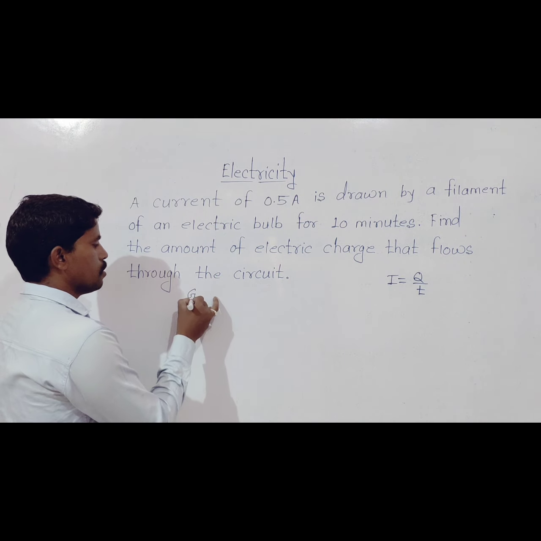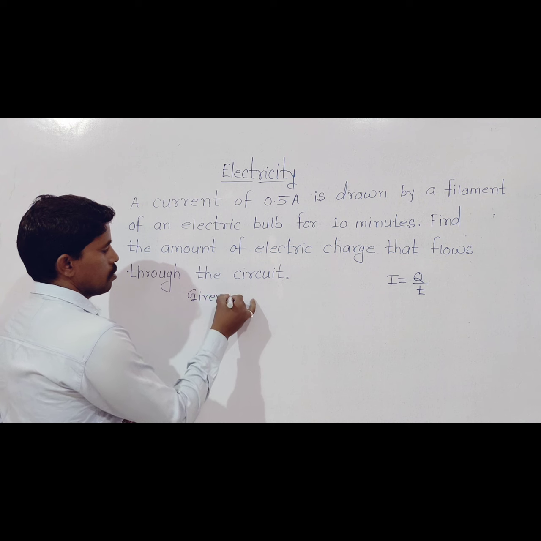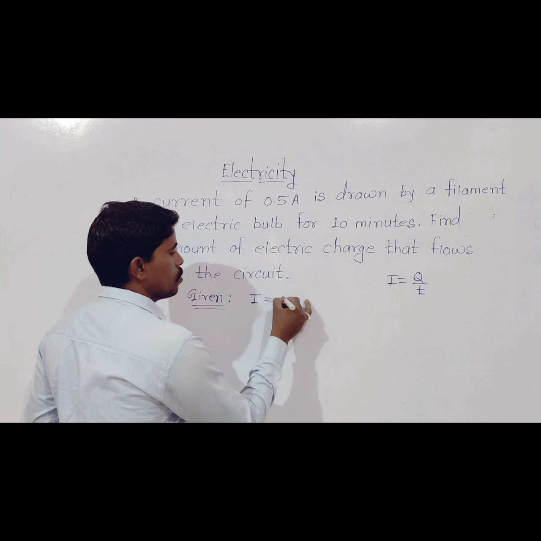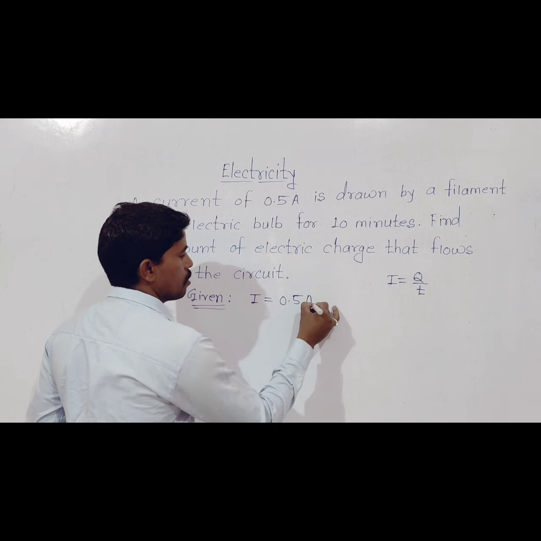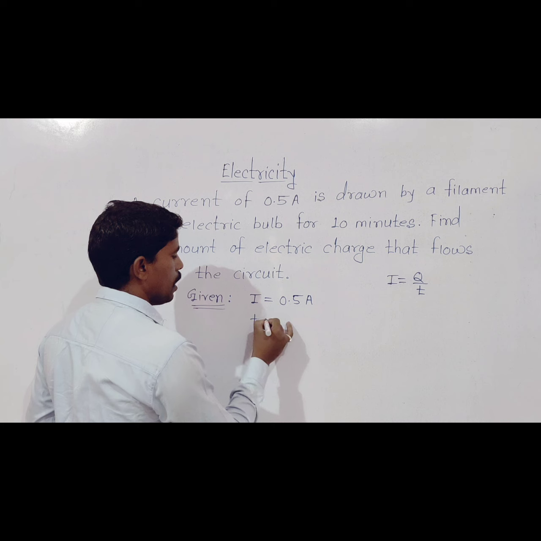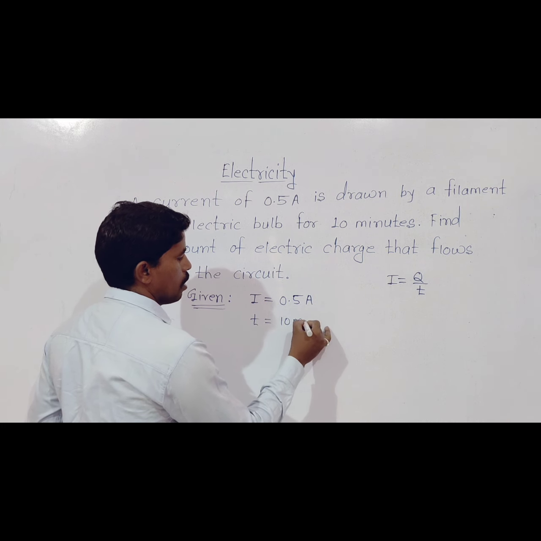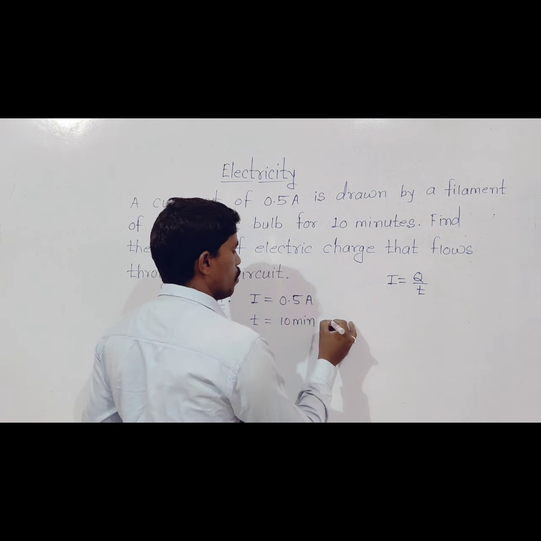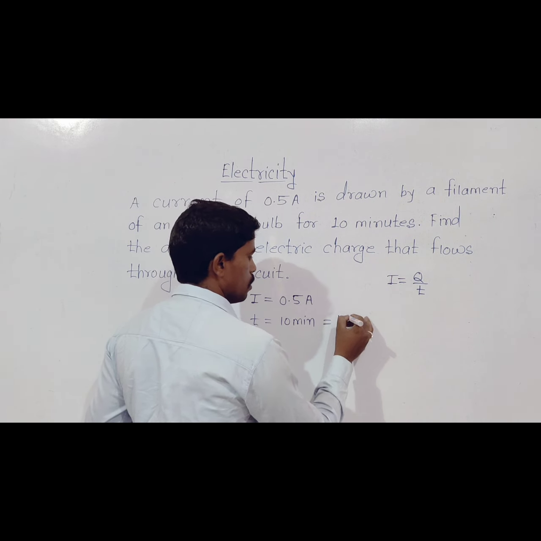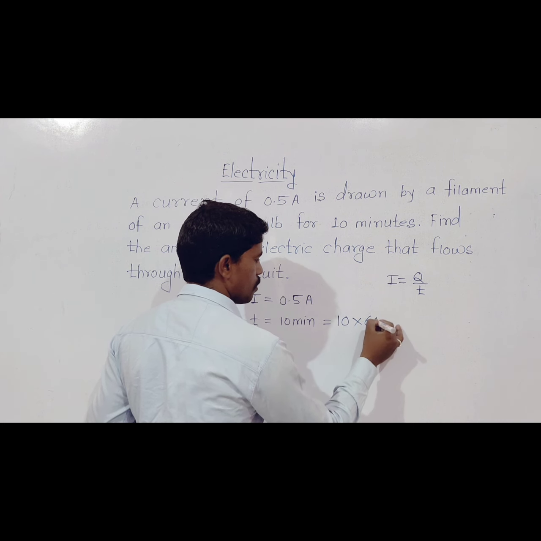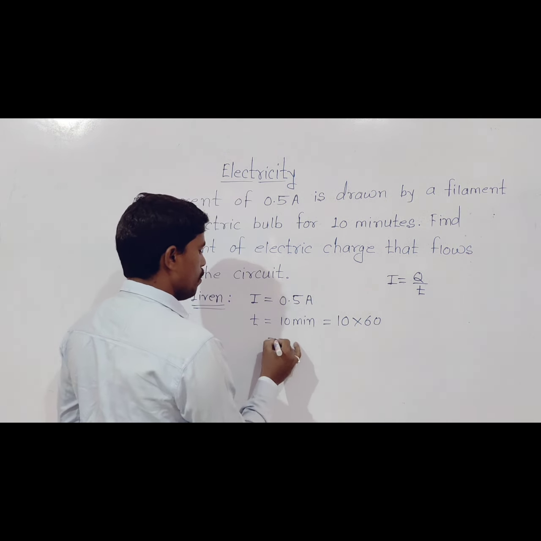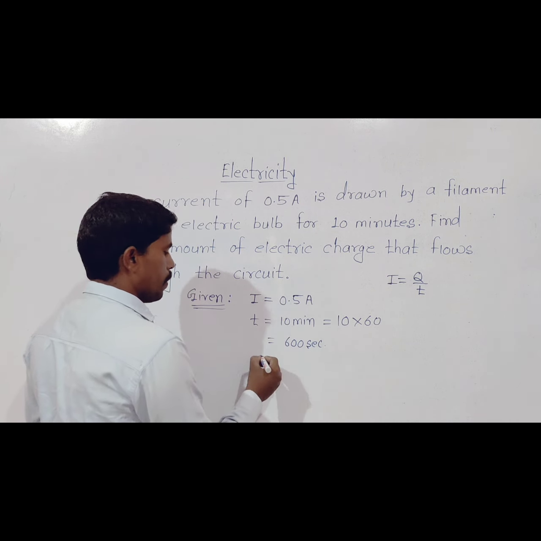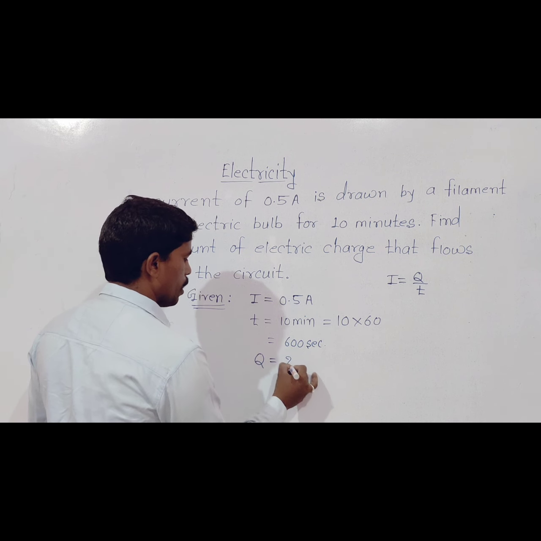Here we should write first given, current I is given, that is I is equal to 0.5 ampere, and the time is equal to 10 minutes, and we should convert this minute into second. Therefore we can multiply that 10 minutes with 60 seconds. So therefore we get time is equal to 600 seconds and Q is equal to question mark.